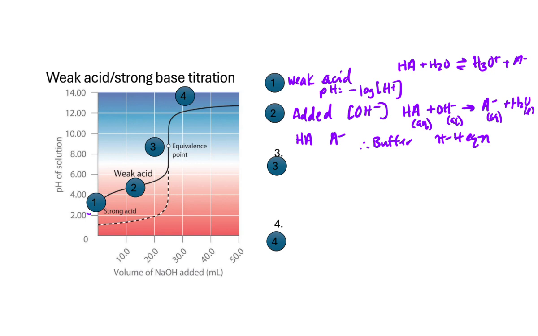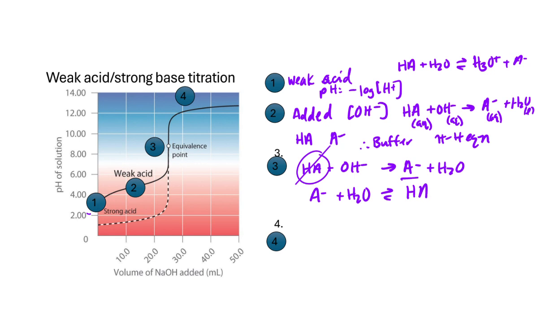At point 3, we have the equivalence point, and so we know that at that point, the amount of OH- that we have added is equal to the initial amount of HA. So the reaction of HA plus OH- forming A- plus H2O goes to completion. Essentially all of this HA has reacted away, and now we're left with A-. But A- is going to have an equilibrium with water, and it can reform some HA and OH-.